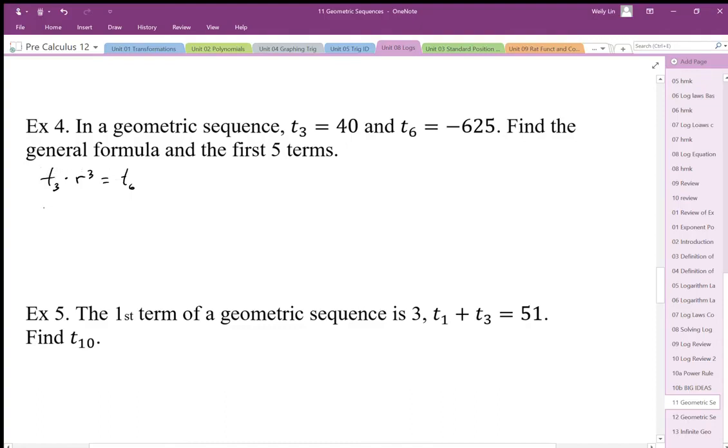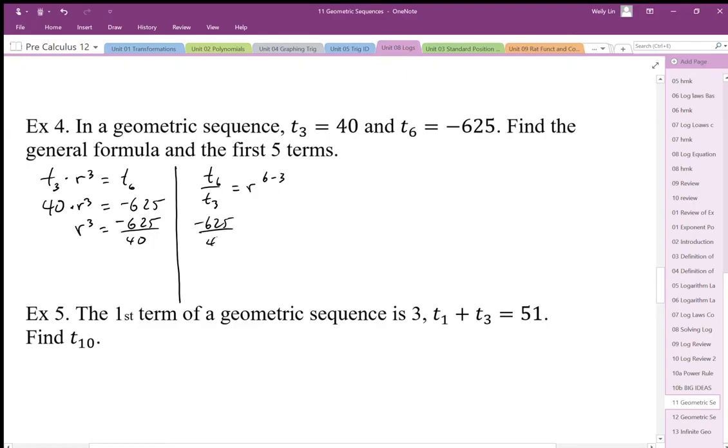So I'm going to go 40 times R cubed equals negative 625, and then I can solve for R cubed. Now remember that I gave you guys a formula. That formula does the same thing. T6 over T3 is equal to R to the power 6 minus 3, or R cubed. So we end up with this exact same thing: negative 625 over 40 is equal to R cubed.